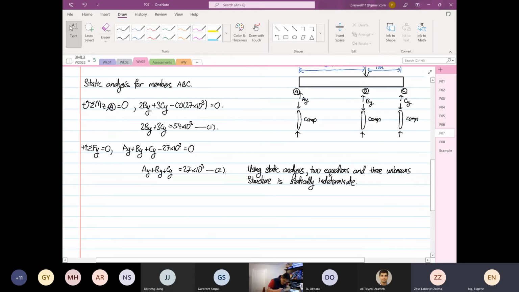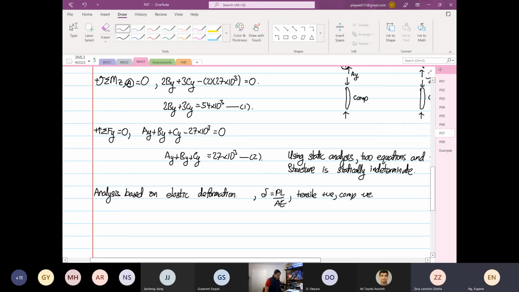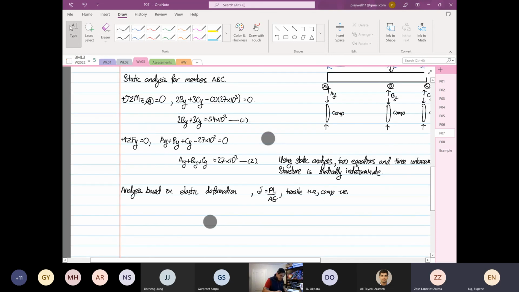Okay, we're going to do an analysis based on elastic deformation. So we know that the formula is delta is equal to PL over AE, right? Tensile is positive, compression is negative. We know that. Okay. So now we're going to find the deflection at point A.